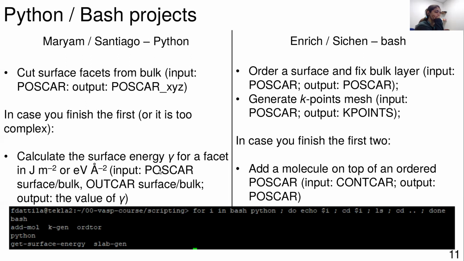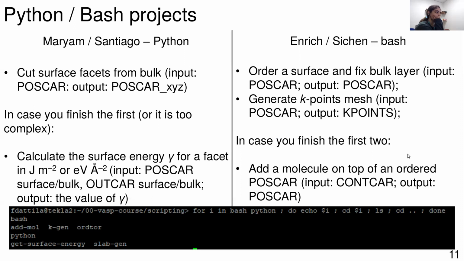So VASP will give you the outcome. Let's say you do the calculation with VASP, so you will get all the energies, as will be explained a bit better in the next slide, and then you need to plug all these values inside a formula to get the surface energy.